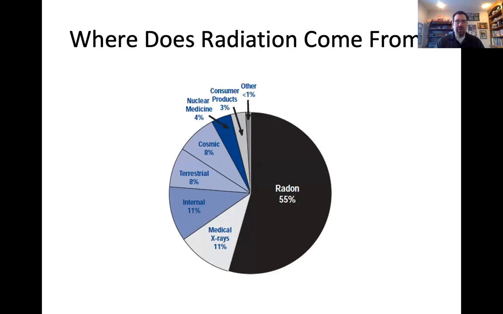You can see other things that are listed here, medical x-rays. So if you're having MRIs done or CAT scans or those types of things, those are sources of radiation as well. Internal radiation, so our body actually produces radiation from within from many of our food sources, like potassium. Terrestrial means from the Earth, cosmic means from outer space. And you can see that there's nuclear medicine, consumer products, things like smoke detectors. Those are sources of radiation. So we're exposed to all this different background radiation.